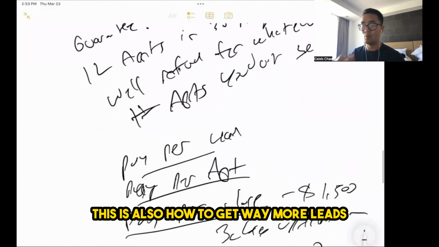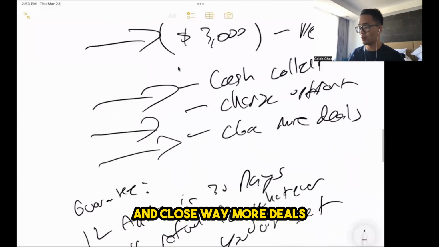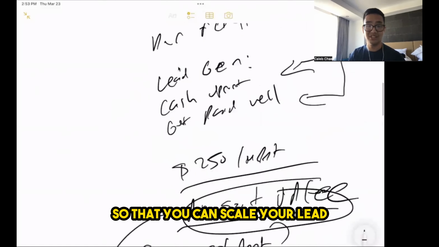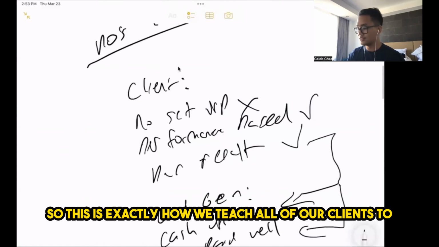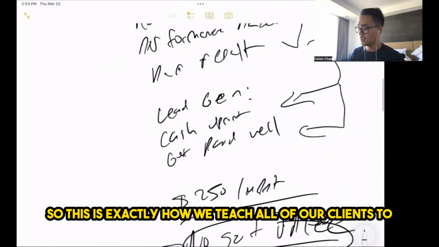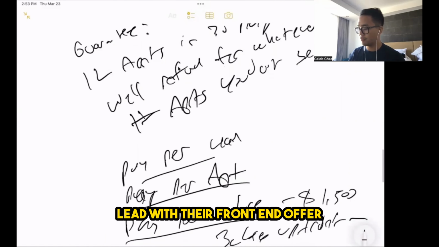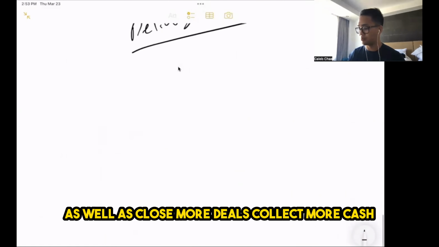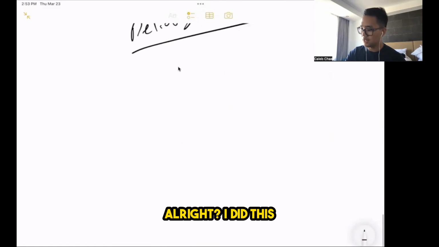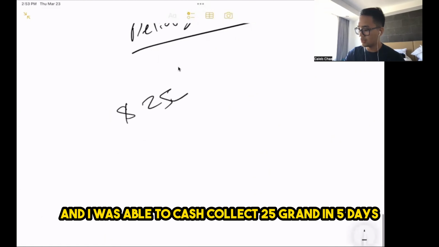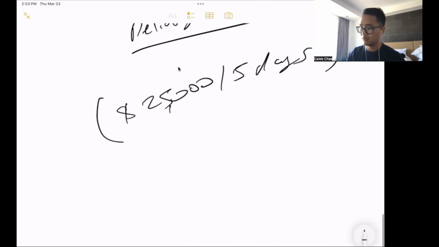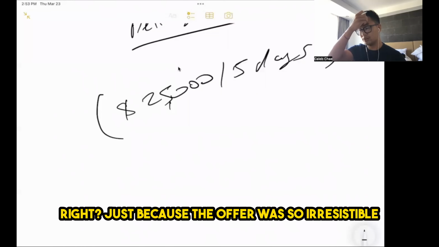This is also how to get way more leads and close way more deals so that you can scale your lead gen agency. All right. So this is exactly how we teach all of our clients to lead with their front end offer, as well as close more deals and collect more cash. I did this and I was able to cash collect 25 grand in 5 days, just because the offer was so irresistible.